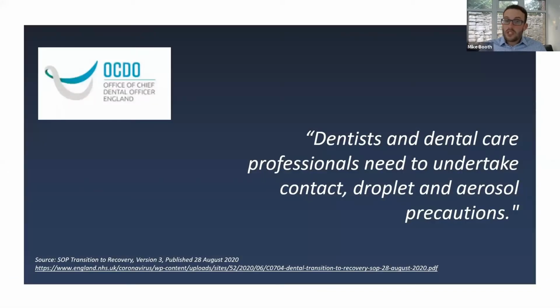But in the most recent information that was published literally just last week on the 28th of August, one statement that we've pulled from the OCDO letter is that dentists and dental care professionals need to undertake contact, droplet, and aerosol precautions. So they're very clearly positioning the airborne risk as part of the broader approach to making these facilities as safe as possible as we look to increase the level of patient interactions.